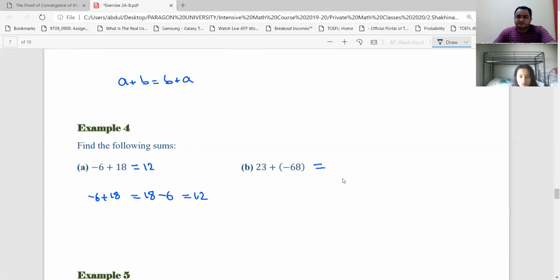How about here? This one is positive and this one is negative, right? So we subtract. Which one is greater? 68 is greater. So we will put minus here. 68 minus 23, that will be 45. Just immediately, 68 minus 23, it is 5 and 4, 45.